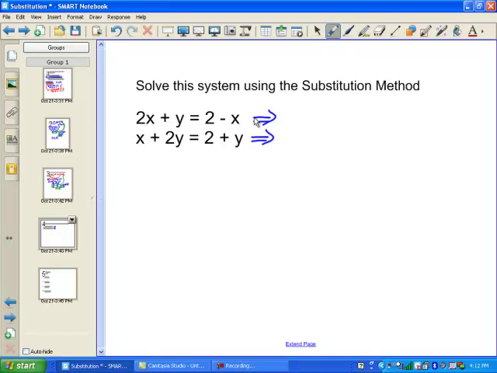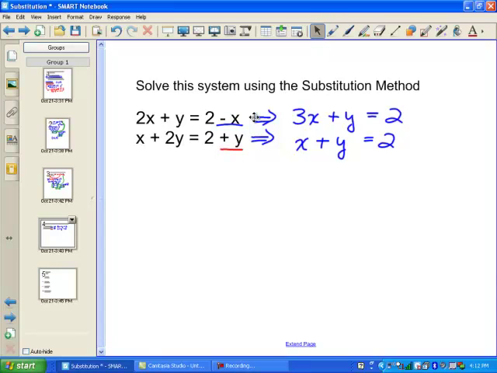So if I add x to both sides in the first equation so that I move that minus x over to the left, I would have 3x plus y equals 2, right? And if I subtract y from both sides of the second equation, x plus y equals 2, right?